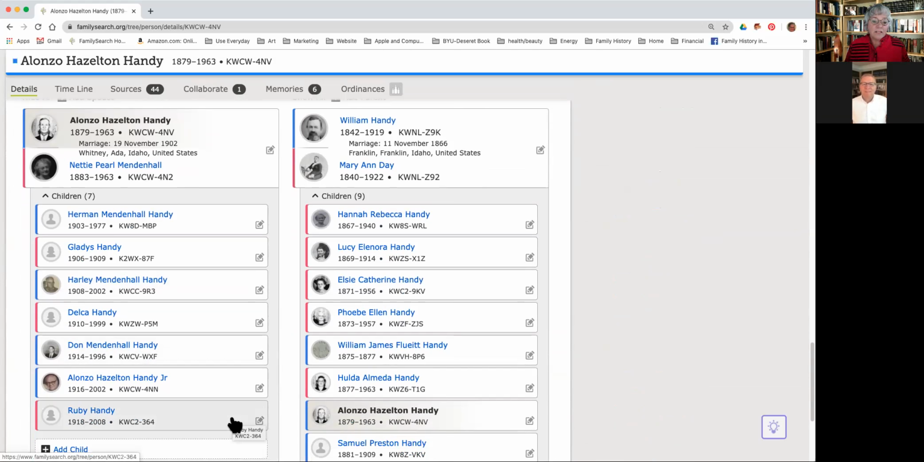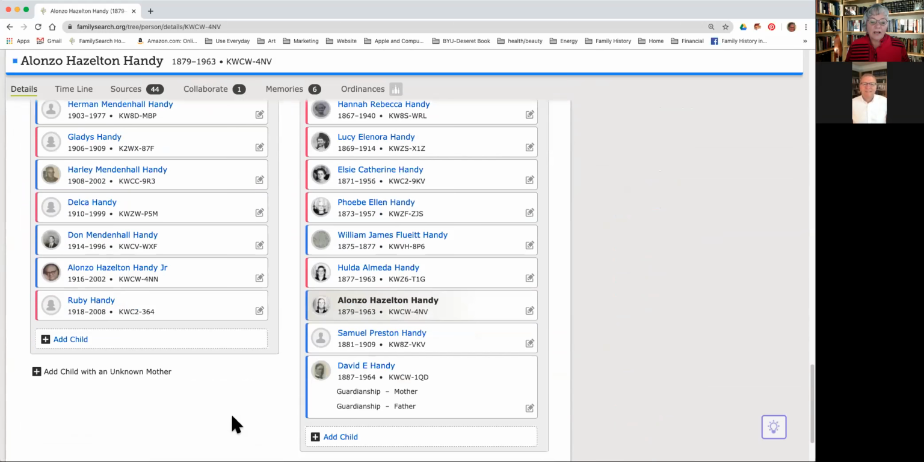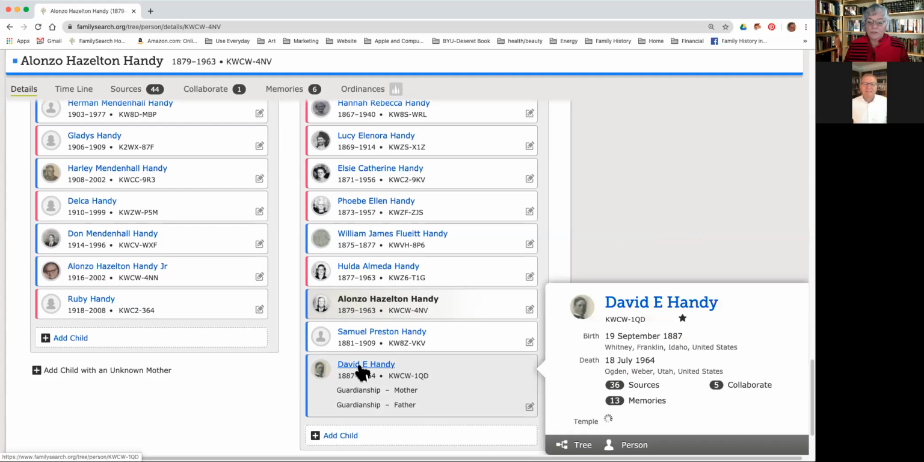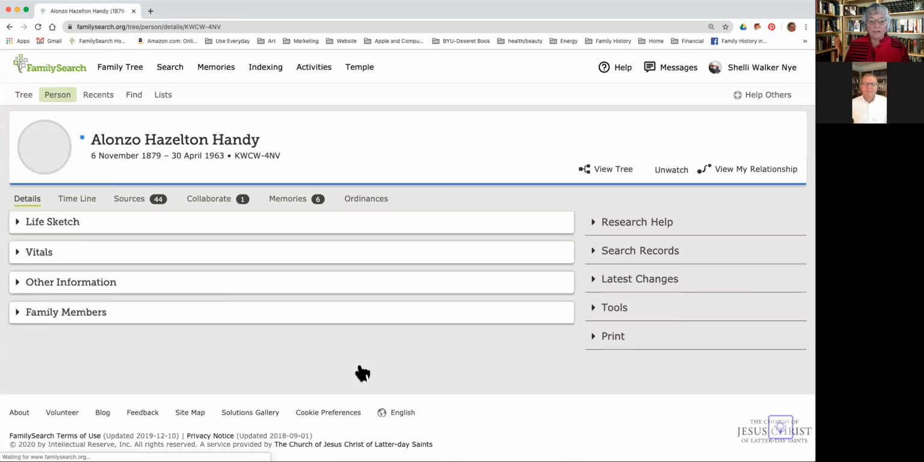So as I continue to look farther down, I see another child listed, David E. Handy. He's right here. And notice here that he was listed like he's another child of William and Mary, but it actually says that he has a guardianship relationship with the mother and a guardian relationship with the father. So I want to go to his page to show you how these relationships are coded in.